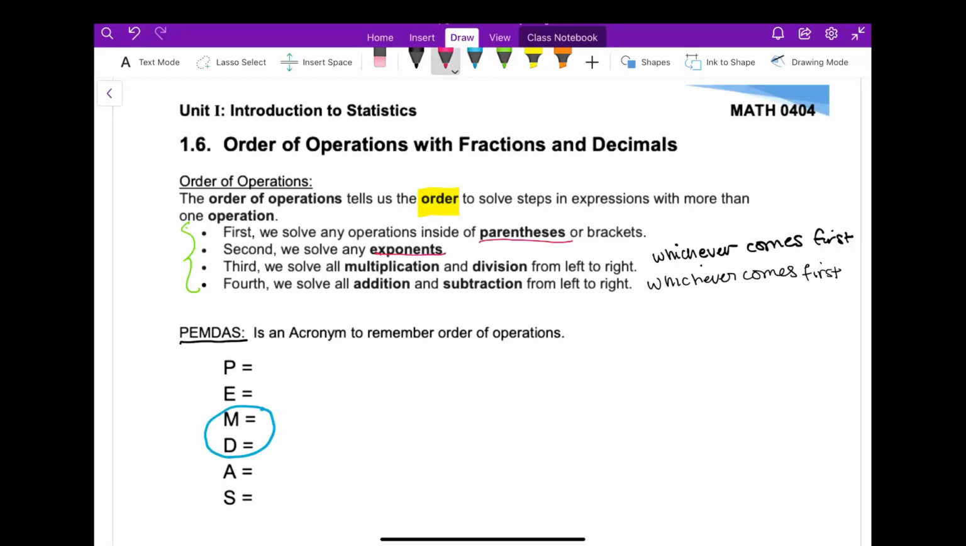Once again, I want to remind you that multiply and divide are together, they're a group, and add and subtract are a group. They go together, whichever comes first from left to right. You are making a choice. It does not say multiply first, then divide, or add first, then subtract. Again, whichever comes first.